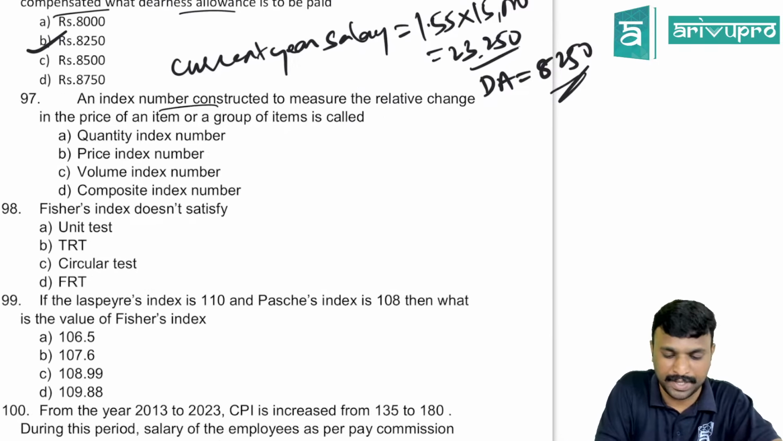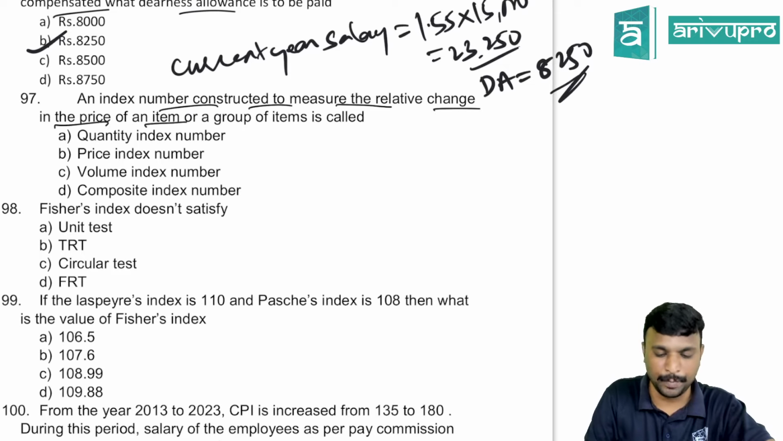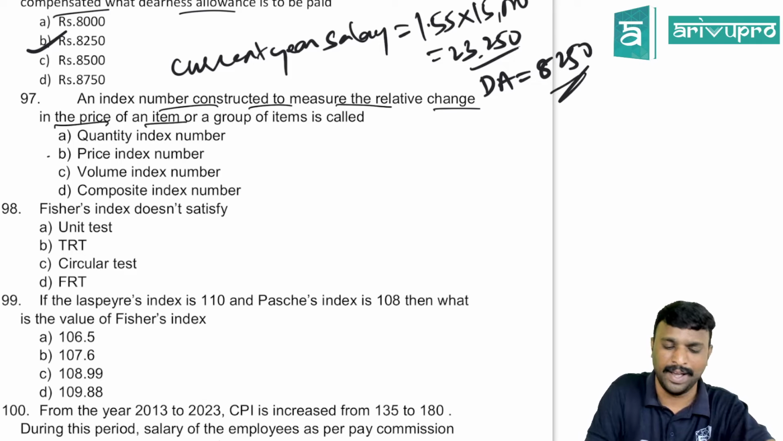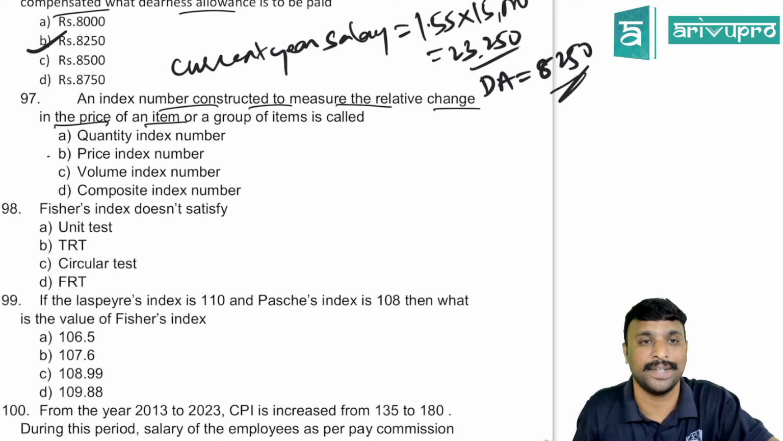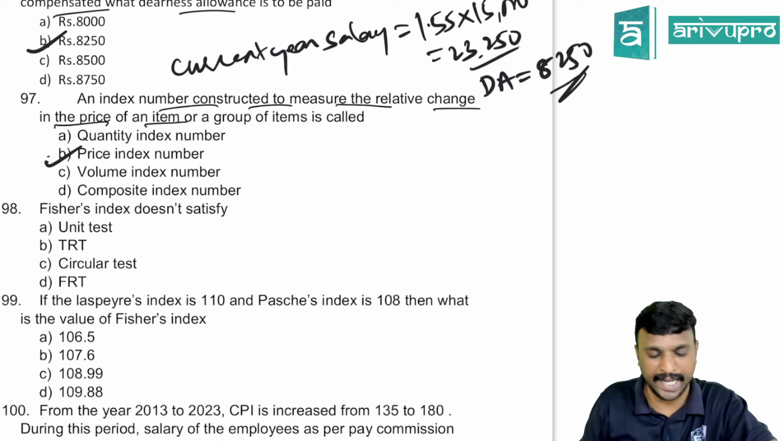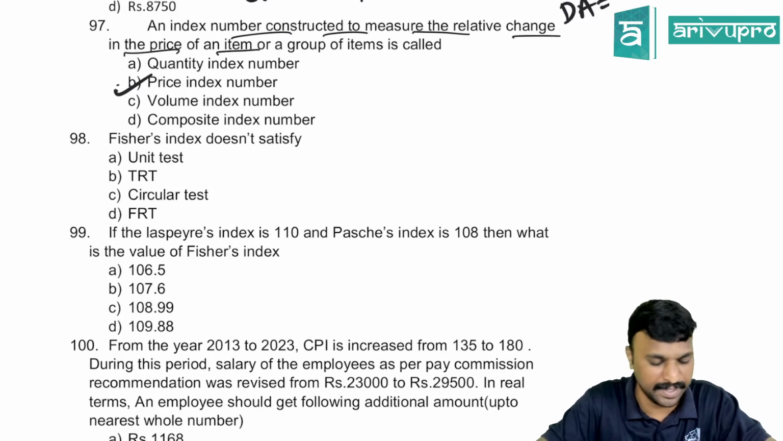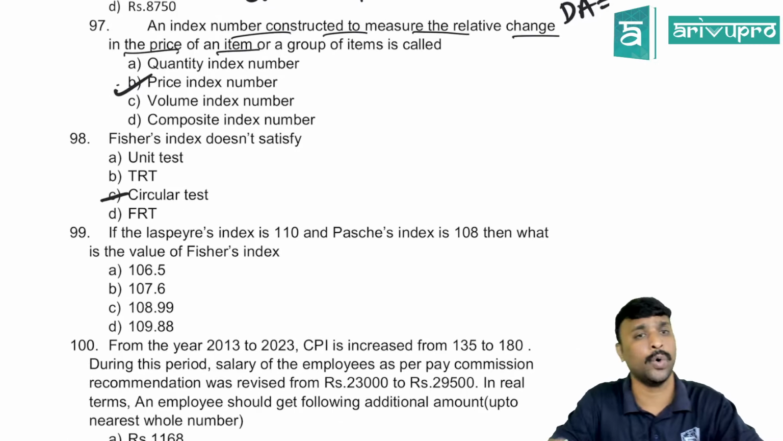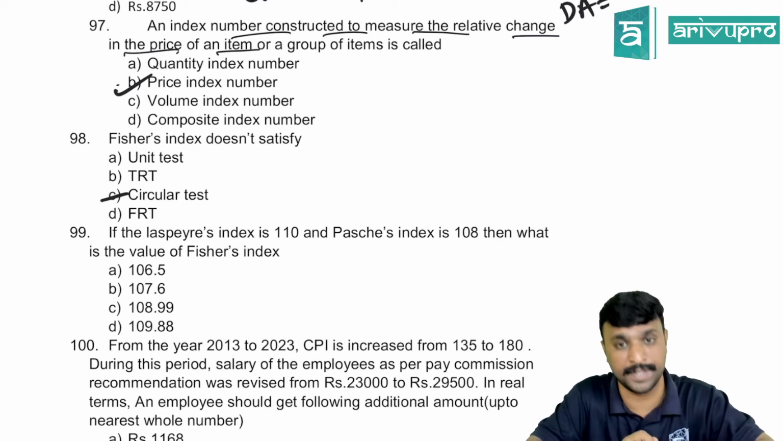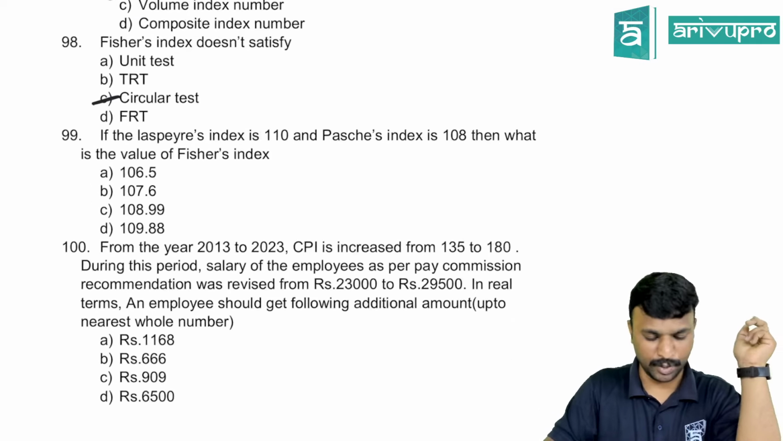An index number constructed to measure the relative change in the price of an item or a group of items is called as. Definitely, it is comparing what? The price. Definitely price index it is. Fisher's index doesn't satisfy circular test. The only test which is not satisfied by Fisher's is circular test. Let's move on to the next question.